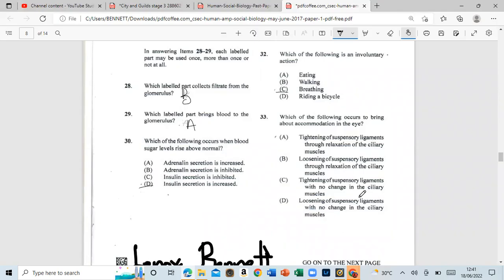33, which of the following occurs to bring about accommodation in the eye? A, tightening of suspensory ligaments through relaxation of the ciliary muscle. B, loosening of the suspensory ligaments through relaxation of the ciliary muscle. C, tightening of suspensory ligaments with no change in the ciliary muscle. Or D, loosening of suspensory ligaments with no change in the ciliary muscle. And that's A, tightening of the suspensory ligaments through the relaxation of the ciliary muscle.